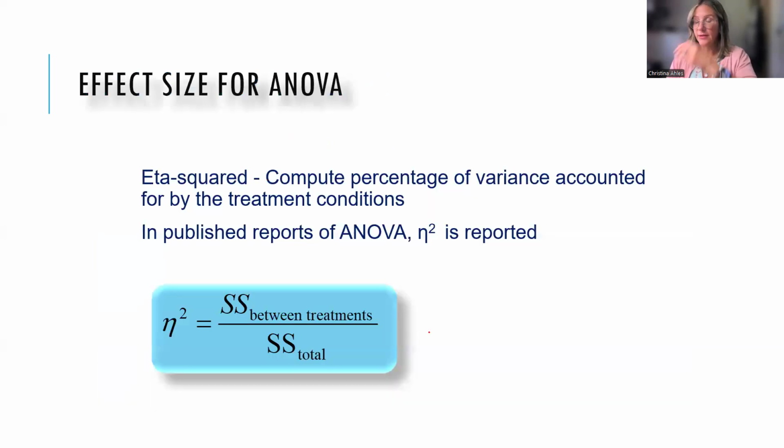So we do still need to calculate an effect size. And that's why we need that sums of square total, because that's part of calculating the effect size. So we use eta squared, which is the proportion of variance in the dependent variable that can be accounted for by the treatment conditions. It's typically what's reported for ANOVA, and it is the sums of square between treatments divided by the sums of square total.